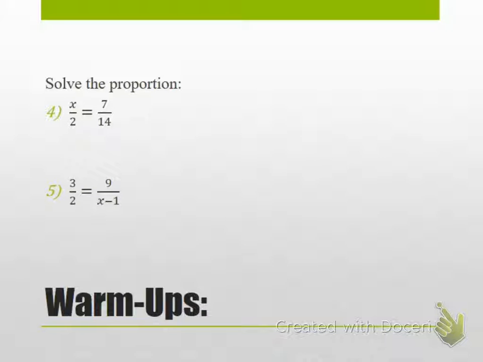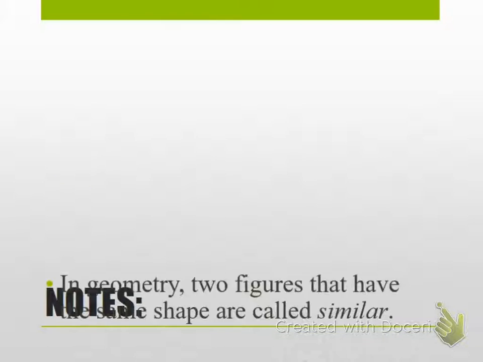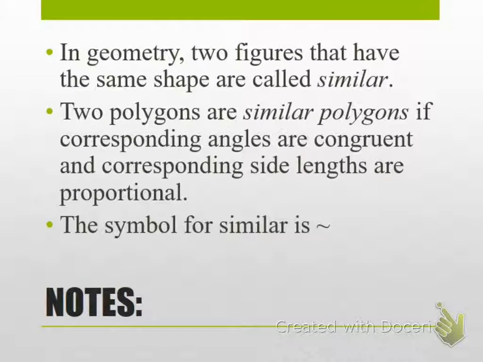We've already done some practice with proportions today, so you can cross those ones off. And we will jump right into our notes. In geometry, 2 figures that have the same shape are called similar. This is not to be confused when 2 figures are exactly the same. What did we call it when 2 figures were exactly the same? They were congruent. Exactly the same means they are congruent. Having the same shape means that they are similar. So they could be different sizes, but have the same shape.